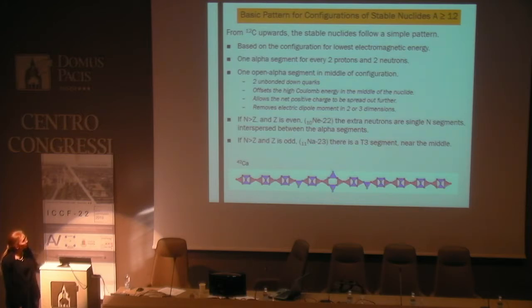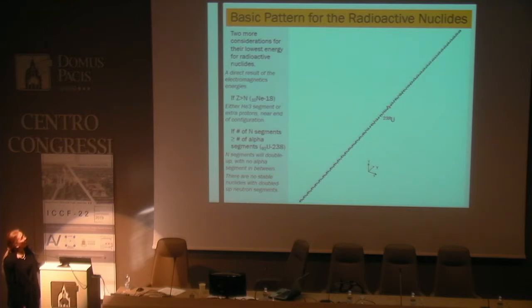Now, if I have an even Z, then the extra neutrons are placed in between the alpha particles, interspersed. If Z is odd, then there is a T3 segment, again, interspersed near the middle. There are 2 more considerations to take thought of if the nuclide is radioactive. If there are more protons than neutrons, then those extra protons are again interspersed between the alpha particles. And if there are more neutrons than there are alpha segments, then the neutron segments double up.